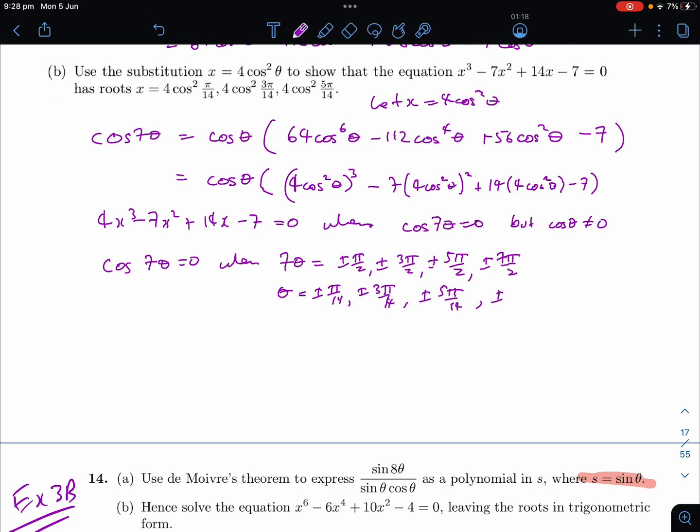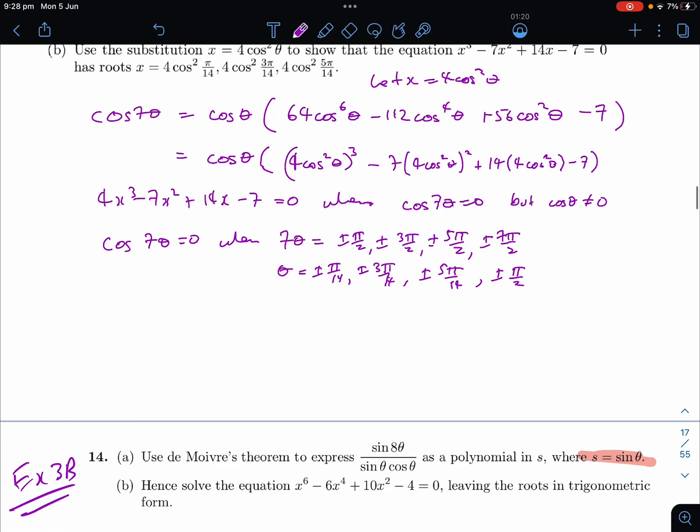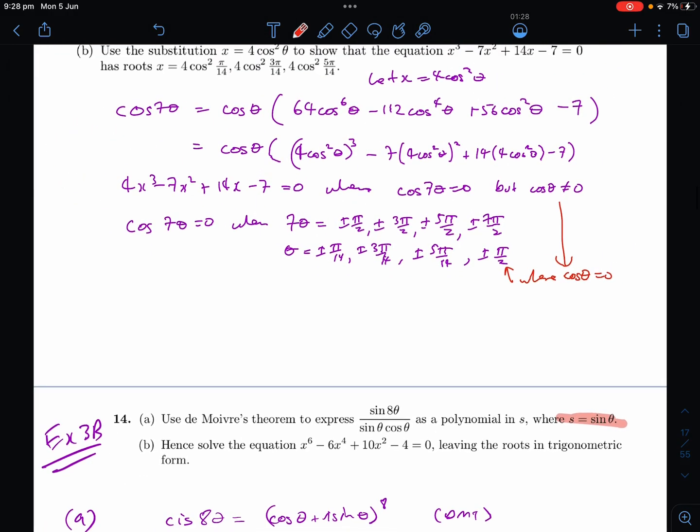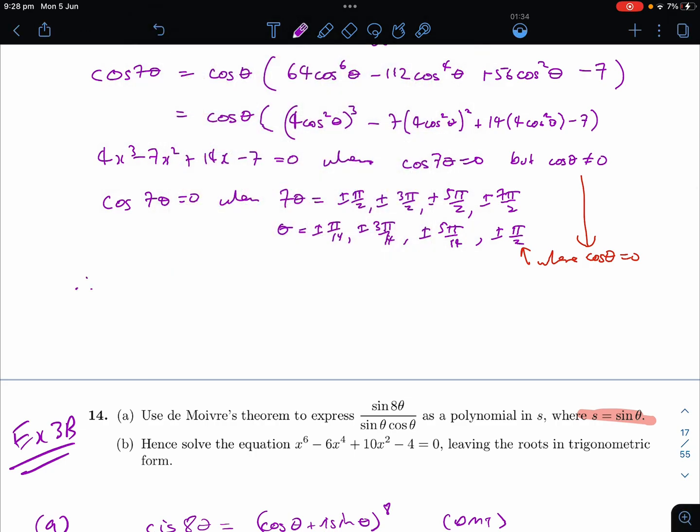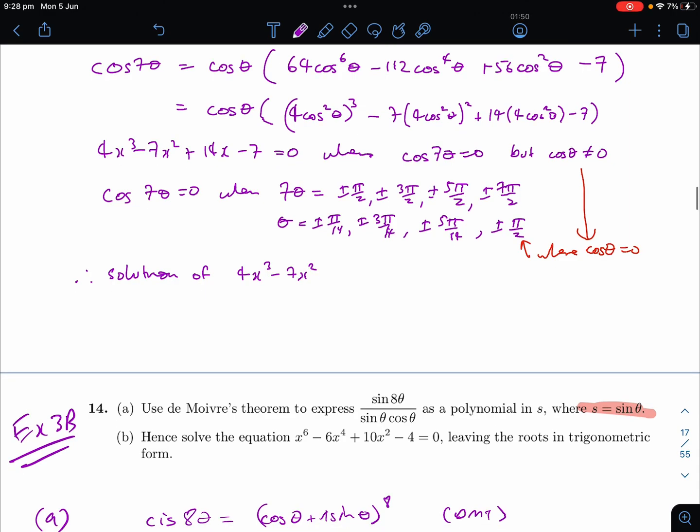Note, obviously, in these places this is where cos theta equals 0, and we have very clearly stated that we don't want cos theta to be 0. So those are the 6 solutions we're after. So therefore, the roots, the solutions of 4x cubed minus 7x squared. Oh, well, that's a cubic, obviously, yeah.